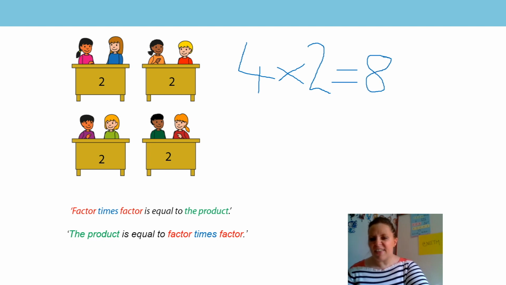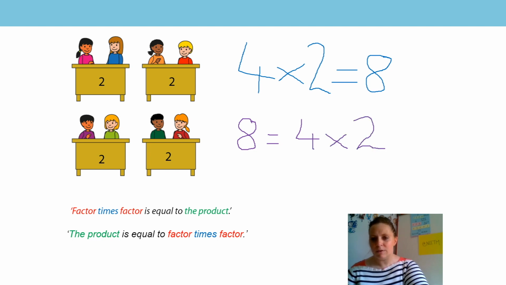Fantastic. And then I asked you to write it with the product first. So what's the product? Eight. And eight is the product of four times two. Well done. You're really getting the hang of this now.